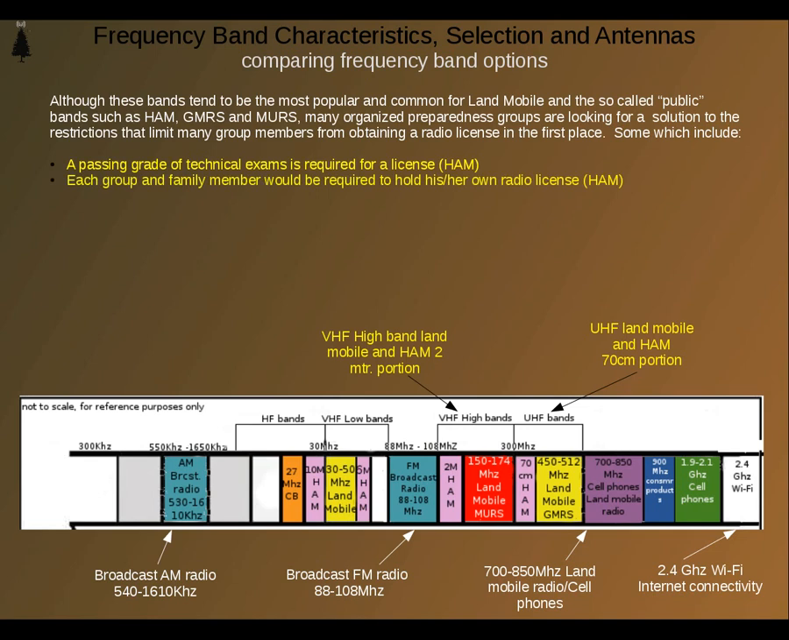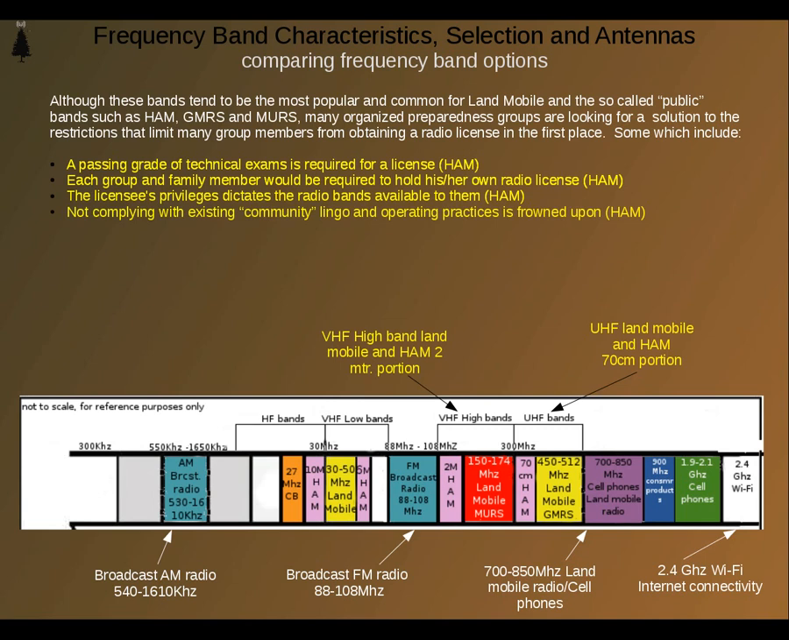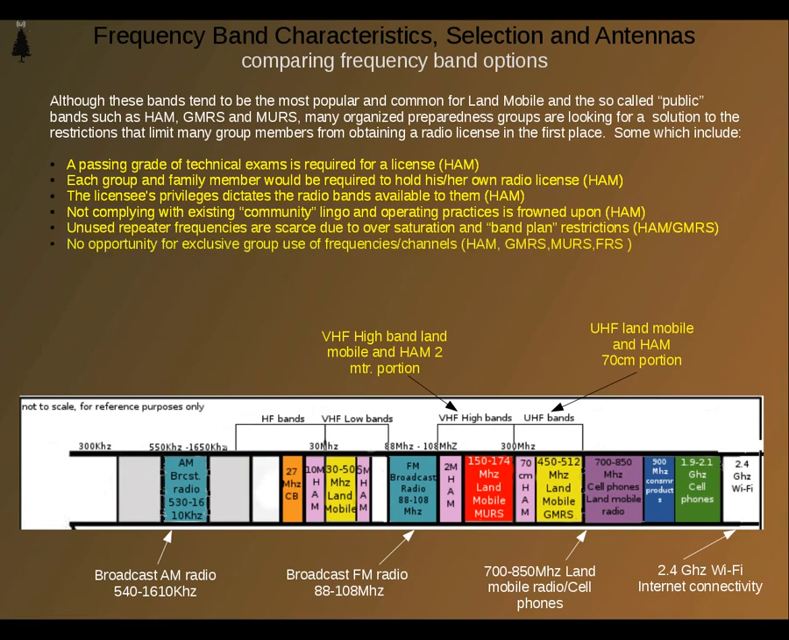Each group and family member would be required to hold his or her own radio license. The licensee's privileges dictate the radio bands available to them. Not complying with existing community lingo or operating practices is frowned upon. Unused repeater frequencies are scarce due to the oversaturation and band plan restrictions. No opportunity for exclusive group use of the frequency or channels.